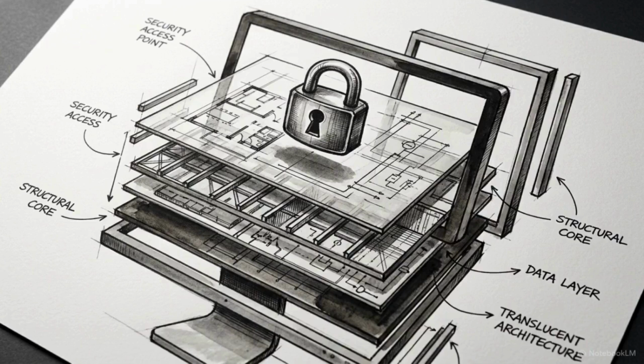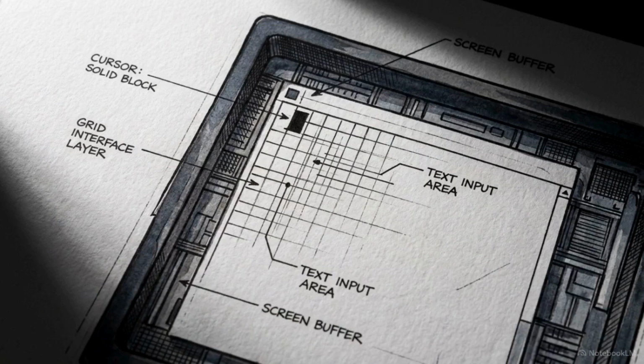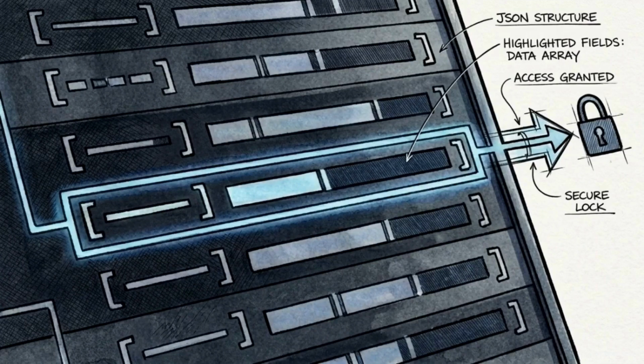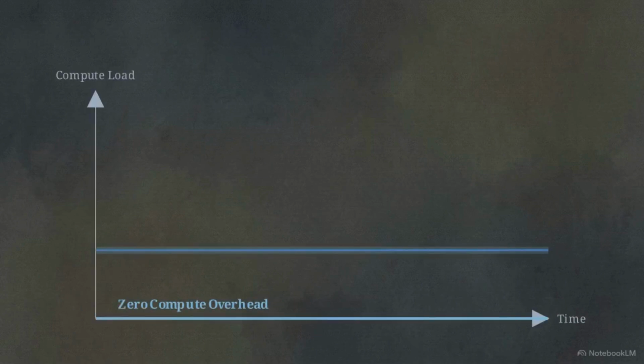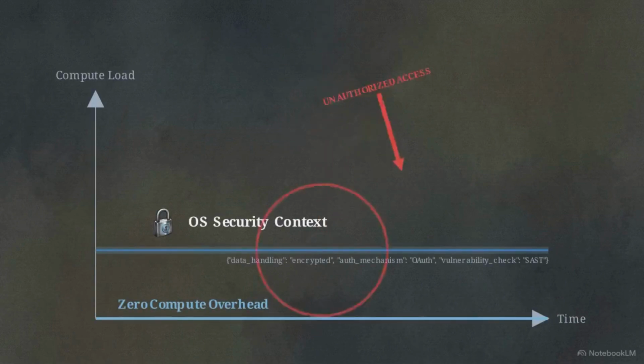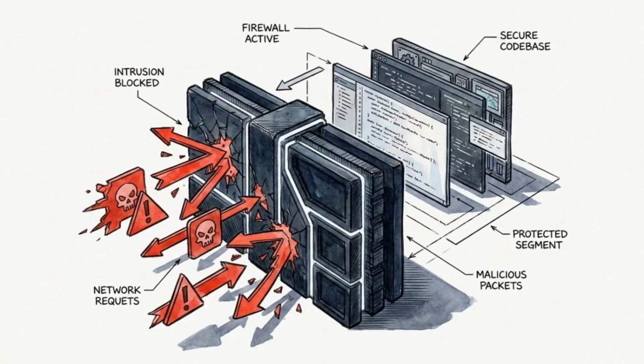The first step mandates a structural change. You must add an explicit security context to every agent tool in your stack. For an agent like GitHub Copilot, this means one line of JSON. Define the data handling as encrypted, set the authentication to OAuth, and trigger a SAST vulnerability check. This instruction introduces zero compute overhead while blocking unauthorized access at the OS level. Hard-coding these parameters creates a barrier that stops unauthorized interactions before the agent ever touches your codebase.